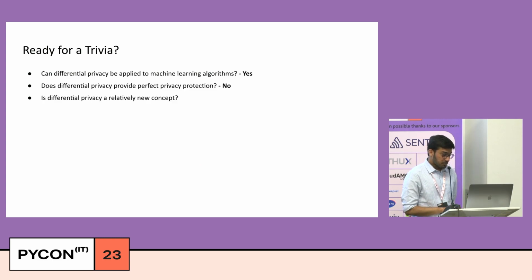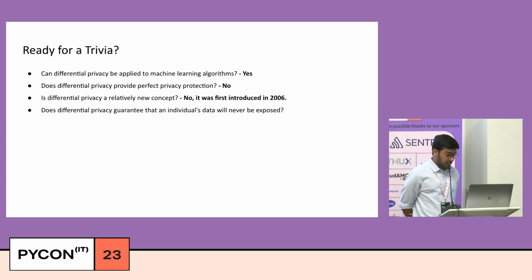Is it a new concept? Personally, I did not know about differential privacy during my undergrad, for example. But it has been around since 2006. There have been a lot of very good books and active research. It's a very active research area and has been since 2006.